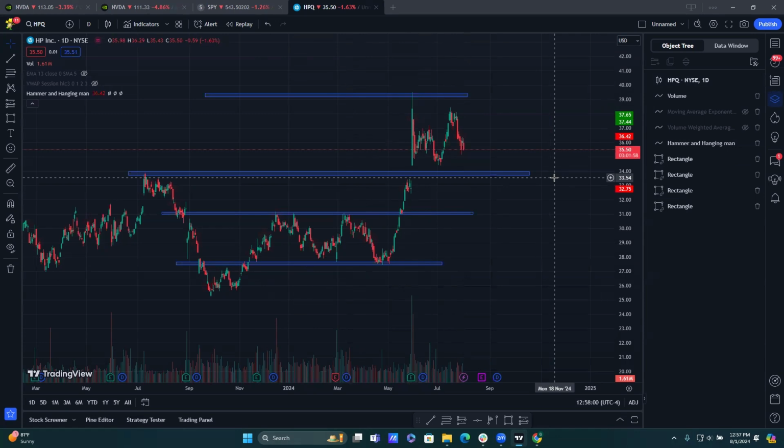So in this case, HPQ, on my personal account I have not bought HPQ yet because I do not like this level. What I'm going to wait for is for the company to come down to around here, and I think that would be a good time to buy.